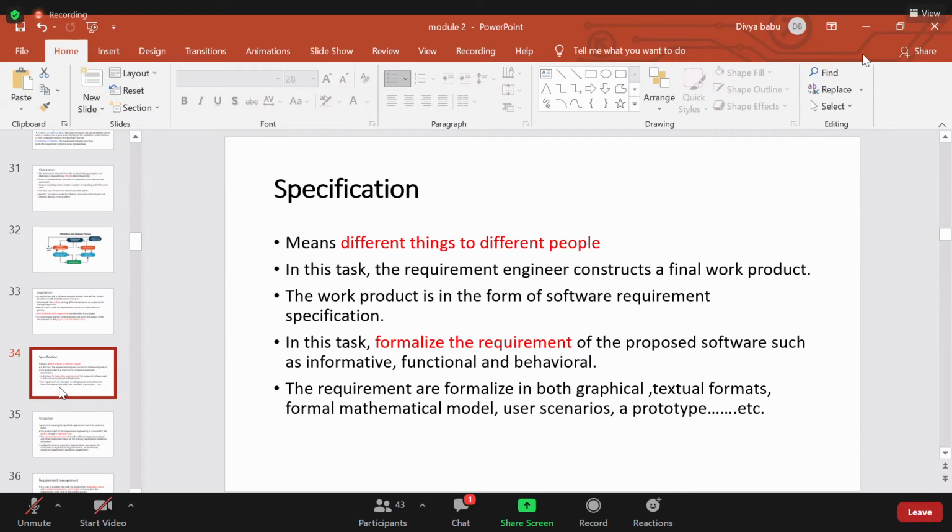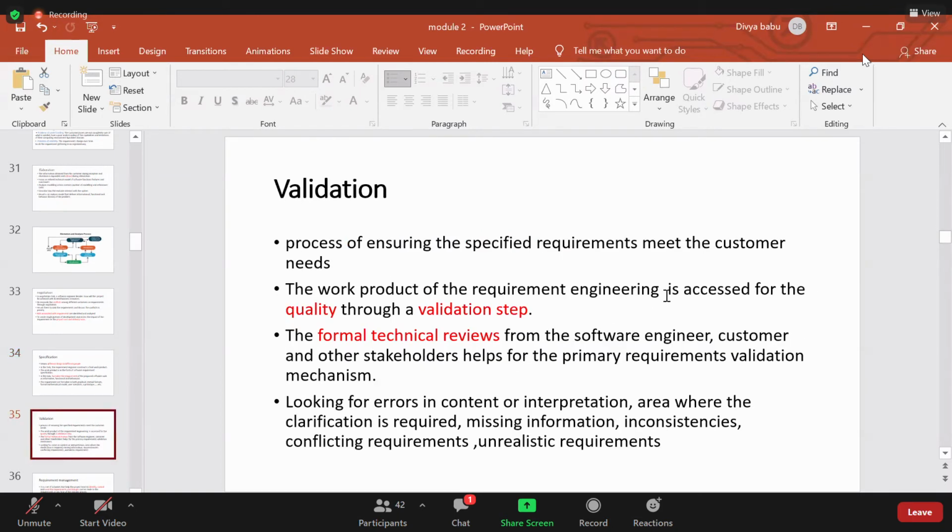That is a formalized way. You can use graphs, DFDs, UML diagrams, charts, technical terms, mathematical notations. Anything is possible in the SRS because you are not writing for the customer. You are writing for the developer. Next is validation. What is validation?